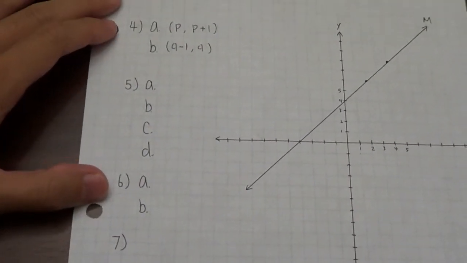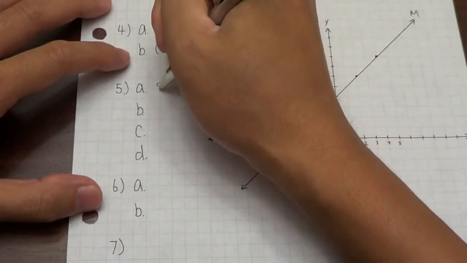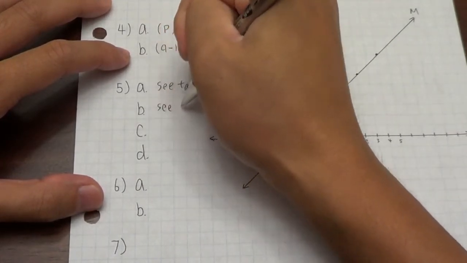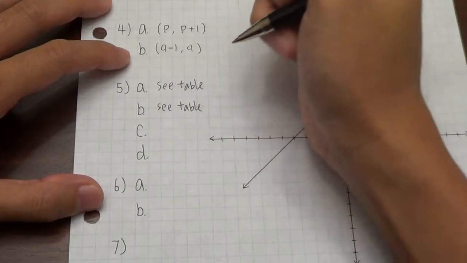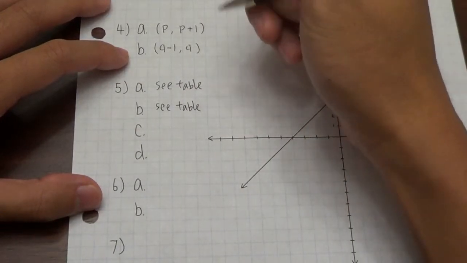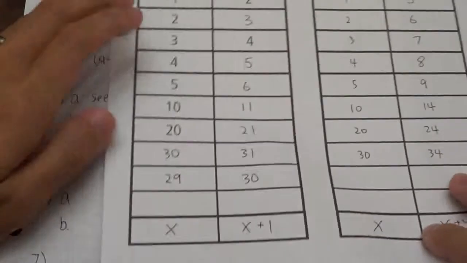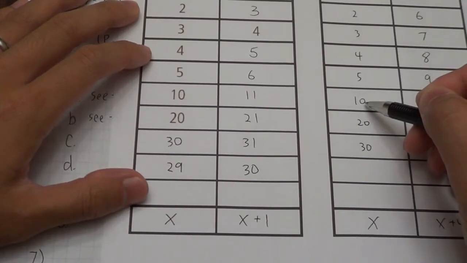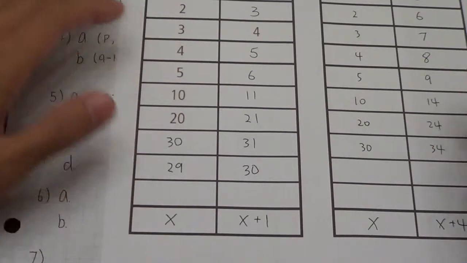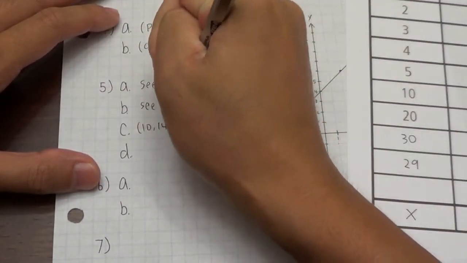All right, so going back to question 5A, I'm going to skip this just because you can just see the table. All right, 5B, same thing, see table. All right, 5C, what point has first coordinate 10? If you look at our table, we can look at the graph too, but the table will probably be easier. So the first coordinate, meaning the x coordinate, is 10. That means the y coordinate is 14. So that point is 10, 14.